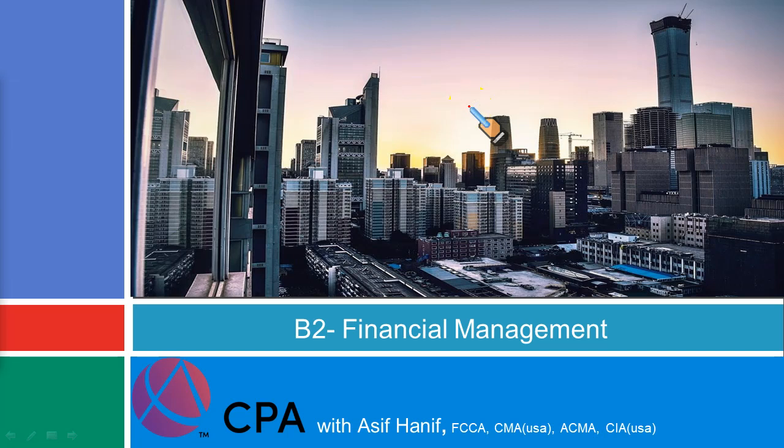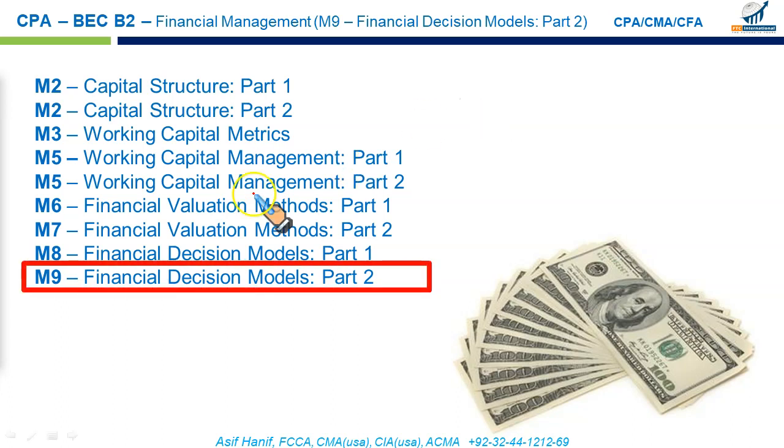Finally, we have reached the end of our financial management, and where we are right now is module 9, financial decision models part 2. That's the last module. B2 is going to be over. So what do we have in this specific module?